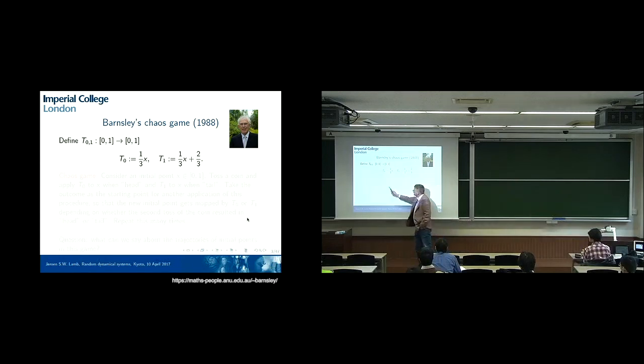The first map is T0 of x, which equals 1/3 of x. That's a contraction. So we have the interval [0,1]. T0 maps this interval to the interval [0,1/3], because it is contracted by 1/3. And the second map is T1 of x equals 1/3 of x plus 2/3. What it does is map the interval into the interval [2/3,1]. So both maps are very, very simple.